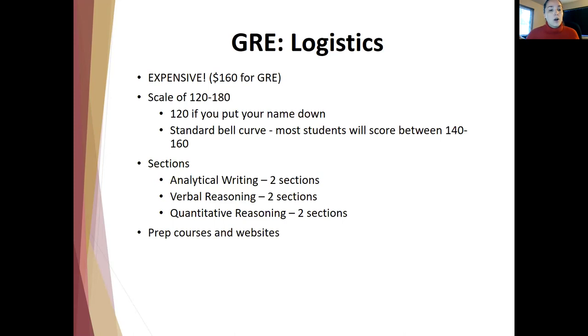So there are preparation courses. There are websites. Kaplan has one that's several thousand dollars. That is an option. There's also websites like Magoosh, which I think just has a hilarious and fabulous name, M-A-G-O-O-S-H, Magoosh. Those are online preparation materials that are less expensive than an in-person course.